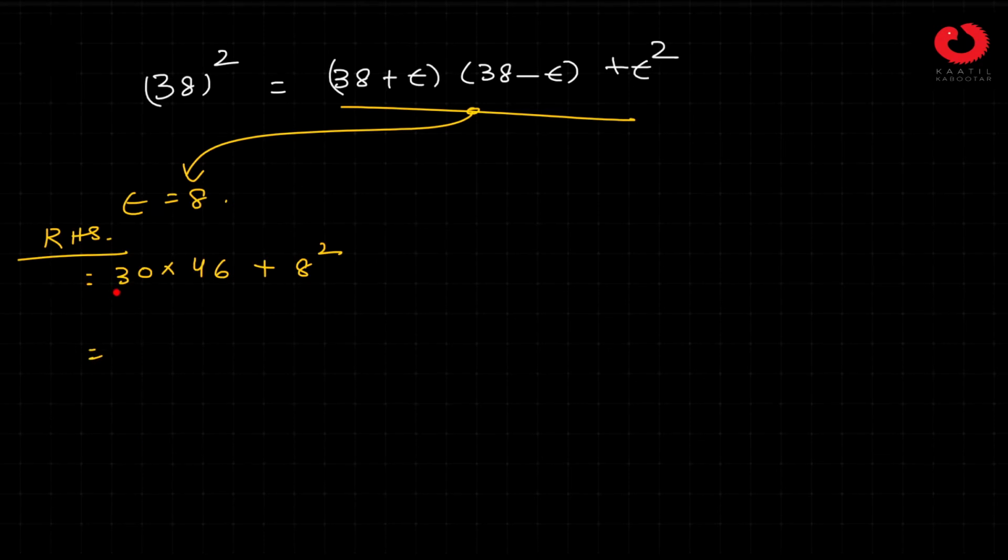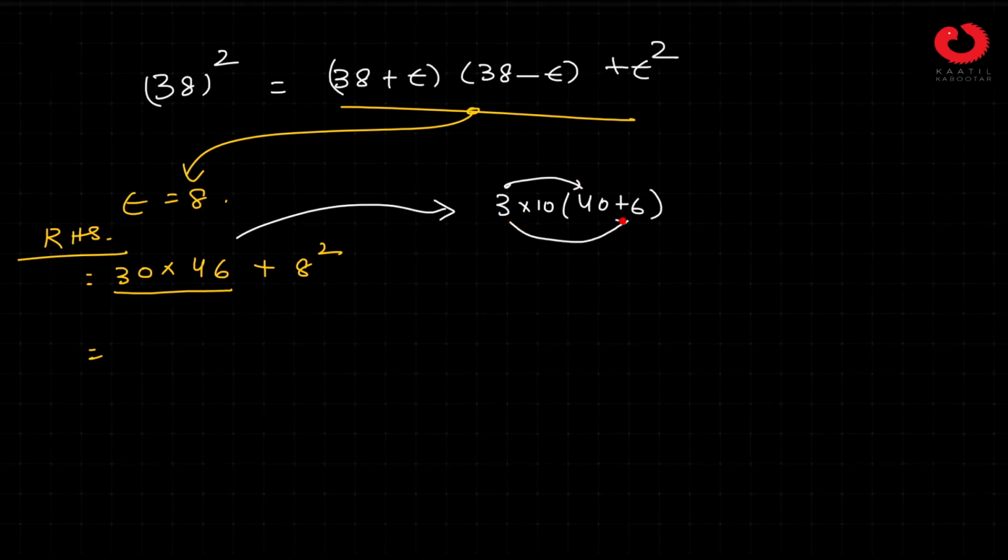Now you can very well do the multiplication of this. If you are facing any trouble, then let me help you. I will be seeing this multiplication as 3 into 10 and 40 plus 6. So 3 times 40 is 120 and 3 times 6 is 18. So 120 plus 18 is 138, and this 10 will put a 0, whereas this 8 square is 64. So you can see this is 1440 plus 4, hence the number will be 1444. This will be the answer.